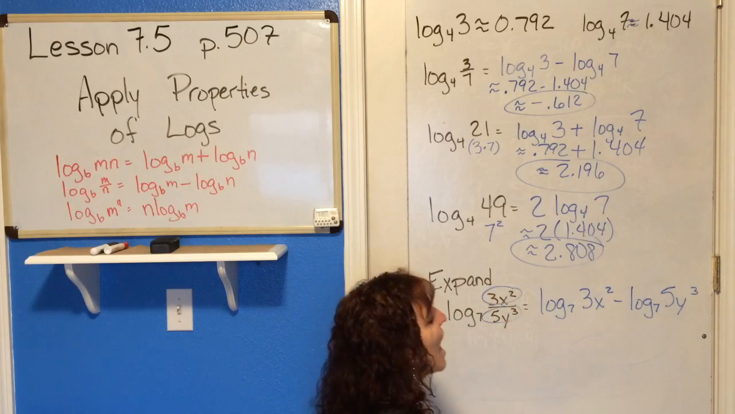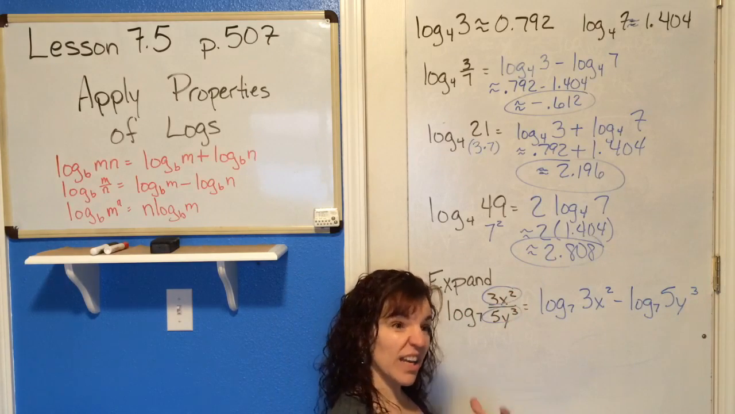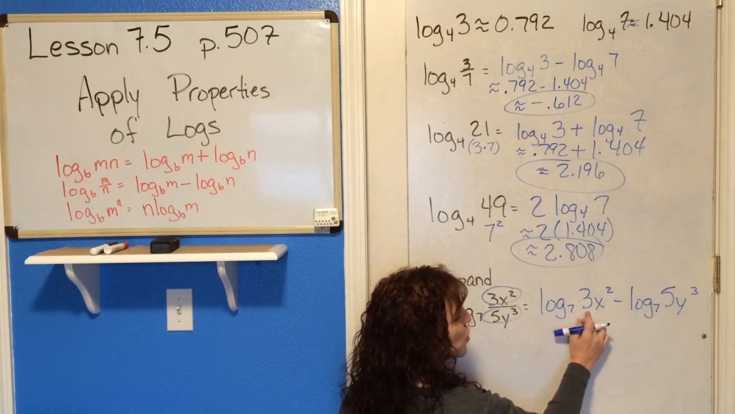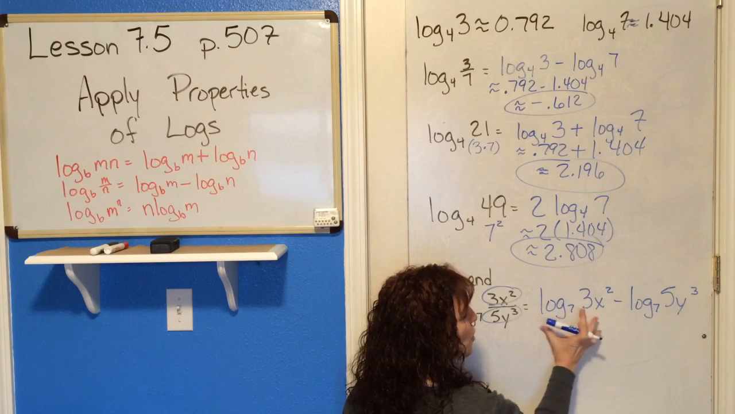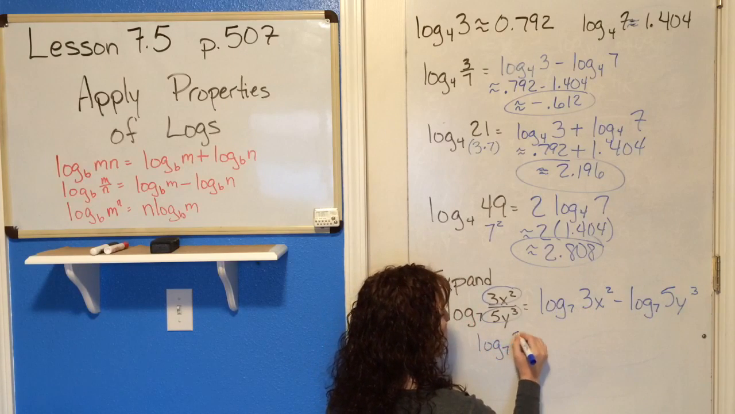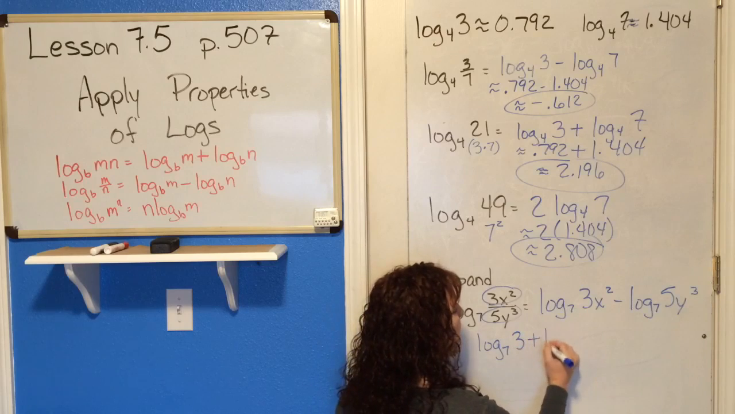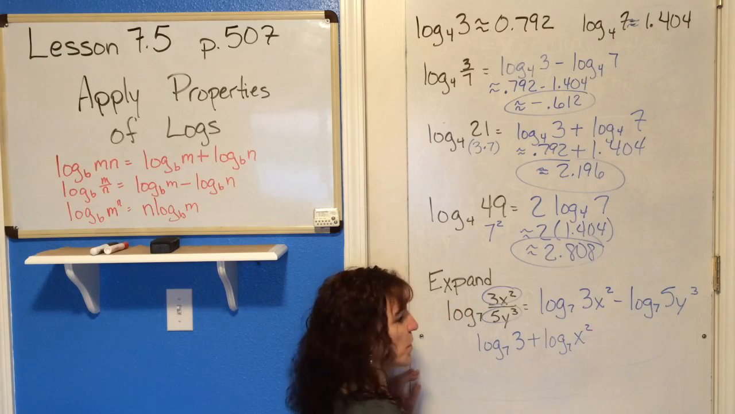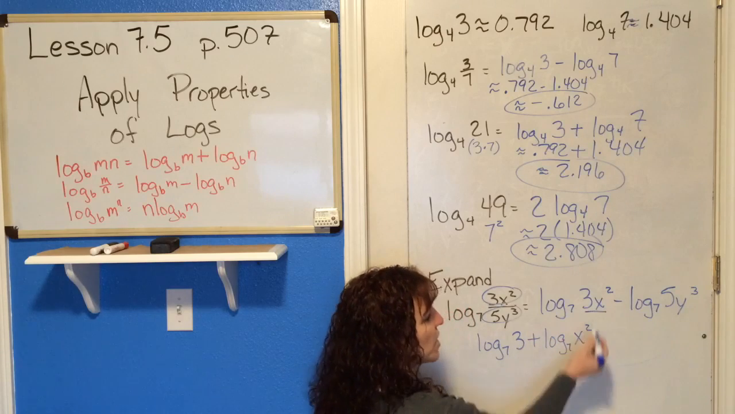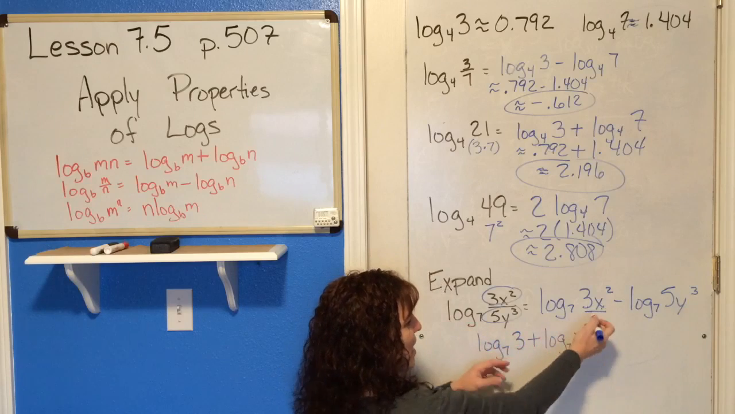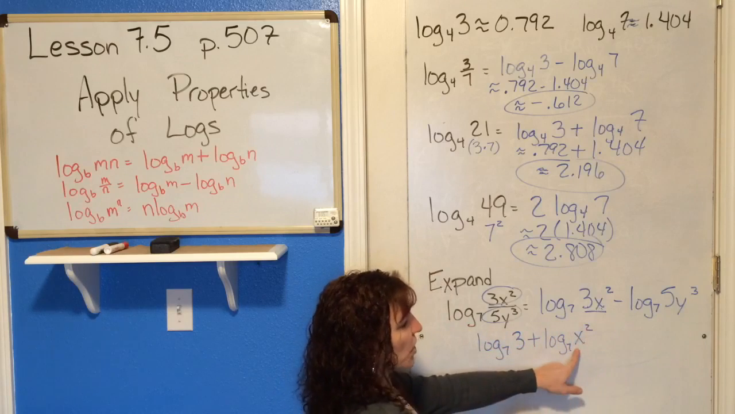Okay? Now I look even further and see, well, can I expand that even further? Well, actually, this is 3 times x squared. So I can divide this up into log of 3 plus log of x squared. See where I got that? Because this is a product of 3 times x squared. So I'm going to expand it and make it log of 3 plus the log of x squared.